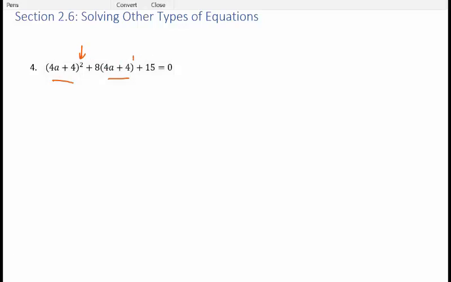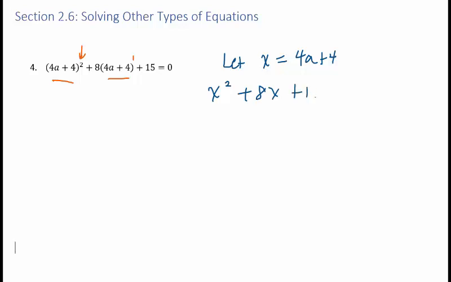Now if you notice that's the case, we're going to use a little substitution. So we're going to let some other variable, I'm going to just call it x, equal whatever the base is. In this case, 4a plus 4. And if x equals 4a plus 4, we now have an equation x squared plus 8x plus 15 equals 0, which looks a lot nicer to solve.